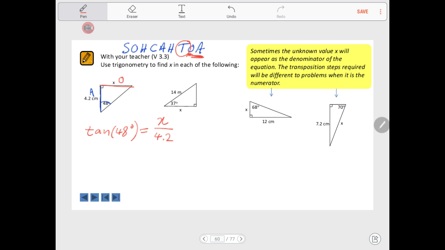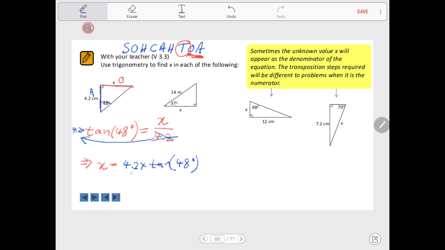Now this process is a little bit involved. We'll go through a couple more examples in this video, but that's what we need to write down initially. Then, of course, we want x on its own, so that 4.2 needs to go over the other side. On this side it's dividing, so on this side it will times. And it goes away. So x is equal to 4.2 times the tangent of 48 degrees.